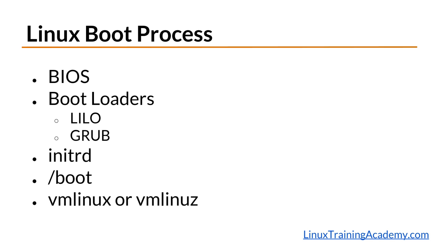Once the initrd mounts the actual root file system, its job is done, and the operating system continues loading from the real root file system. The Linux kernel, the initial RAM disk, and other files needed to boot the operating system are stored in /boot. The Linux kernel is typically named vmlinux or vmlinuz. If the kernel is compressed, it is named in the vmlinuz format.